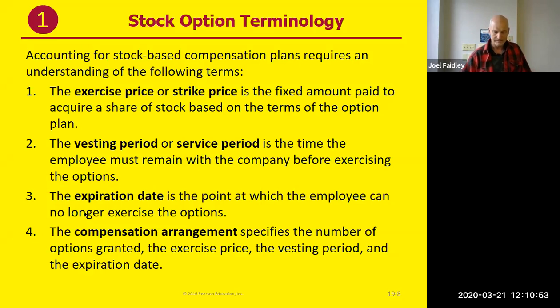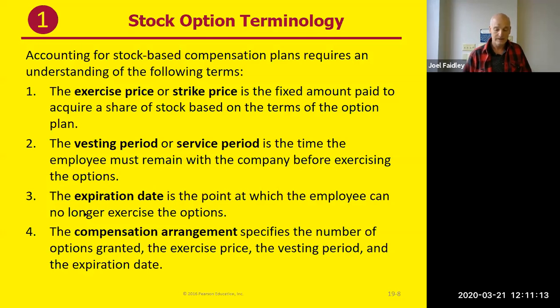Exercise or strike price, that's the amount at which you're going to exercise your options. And of course, unless the market price of the stock is beyond the strike price or the exercise price, those options would never be exercised and they would expire. And we'll see what we do when those options expire.